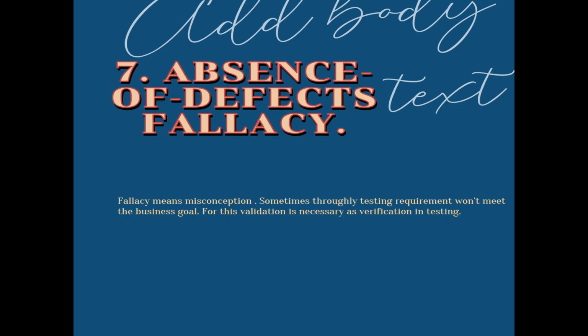The seventh is absence of defects fallacy. So what is meant by defect fallacy? Fallacy means misconception. What we have discussed, like we can't test the software 100%. So there will be some misses from the testing team as well. Sometimes thoroughly testing requirements won't meet the business goal. For this, validation is necessary as well as verification in testing.